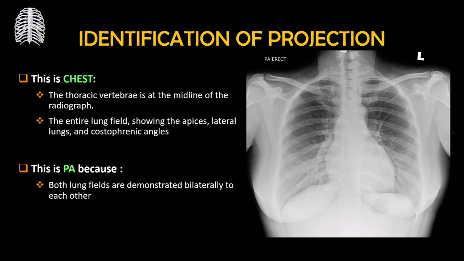This image shows a radiograph of PA projection of the chest. This is chest because the thoracic vertebrae are at the midline of the radiograph with the 7th thoracic vertebra at the center of the radiograph. In addition, the entire lung field showing the apices, lateral lungs and costophrenic angles are included in the radiograph. This is a PA radiograph because both lung fields are demonstrated bilaterally to each other.